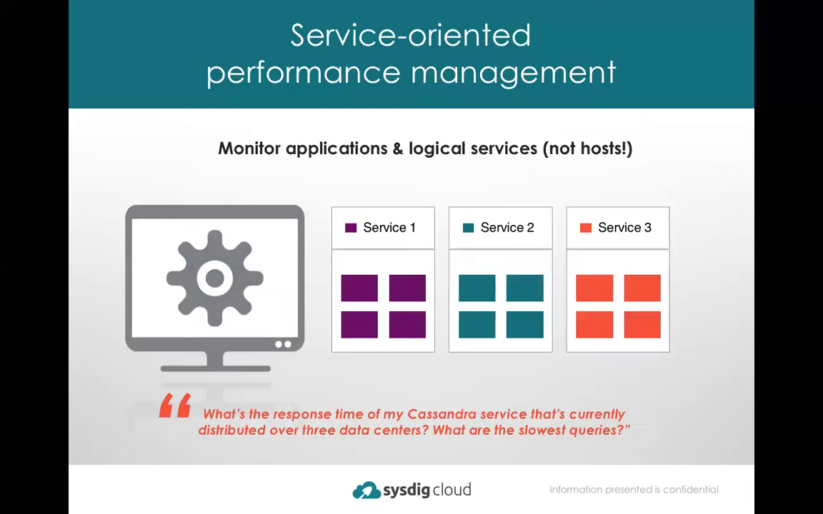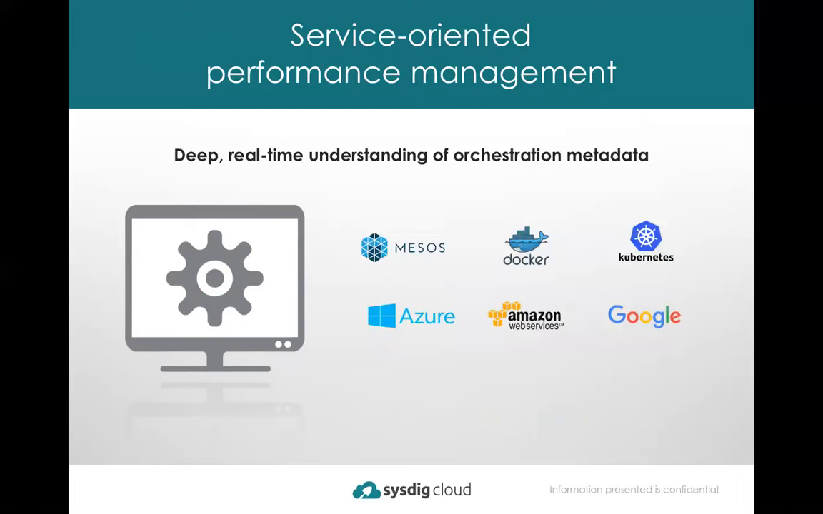So what Sysdig allows you to do is take all of that data and re-aggregate it into a service-oriented view. So an example, what's the response time of my Cassandra service that's currently distributed over 3 data centers? More importantly, what are the slowest queries right now? What are people experiencing that is just not working? These are questions that your traditional infrastructure monitoring tools wouldn't give you, but we can. And the way we do that is by a deep real-time understanding of orchestration metadata.